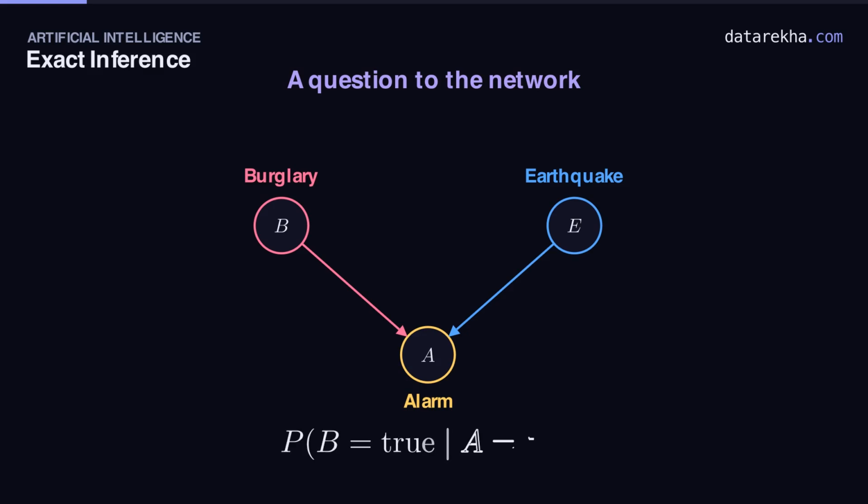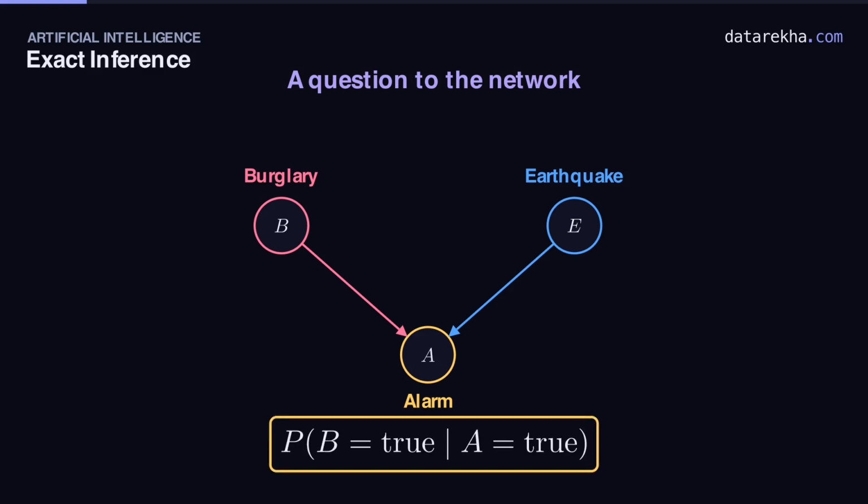In symbols, we want the probability of B true, given A true. That single conditional is a posterior query, and computing it exactly is today's lesson.